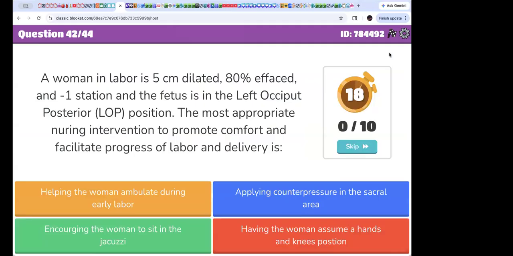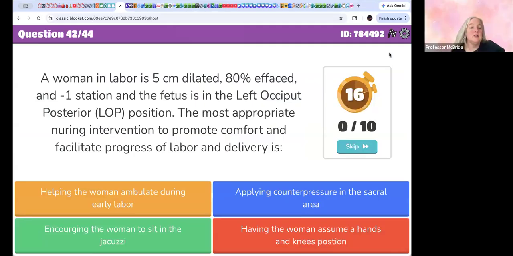A woman in labor is 5 centimeters, 80 and -1. The fetus is left occiput posterior. The most appropriate nursing intervention to promote comfort and facilitate labor progress might be what?